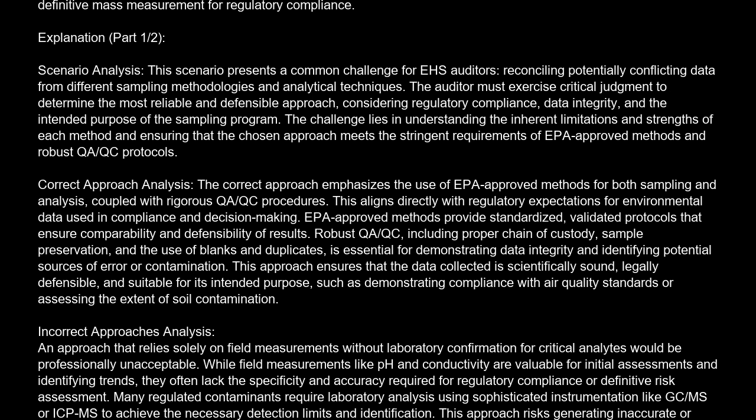Incorrect approaches analysis. An approach that relies solely on field measurements without laboratory confirmation for critical analytes would be professionally unacceptable. While field measurements like pH and conductivity are valuable for initial assessments and identifying trends, they often lack the specificity and accuracy required for regulatory compliance or definitive risk assessment. Many regulated contaminants require laboratory analysis using sophisticated instrumentation like GC/MS or ICP-MS to achieve the necessary detection limits and identification. This approach risks generating inaccurate or incomplete data, leading to misinformed decisions and potential noncompliance.